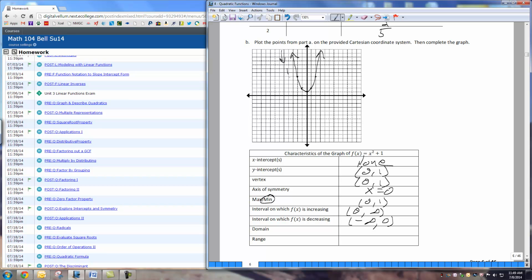Over here, f of x is decreasing. Over here, f of x is increasing. Our domain is all reals, or negative infinity to infinity. And our range, now our smallest value our range attains is right here at 1 and then goes up. So our range is bracket 1 to infinity.